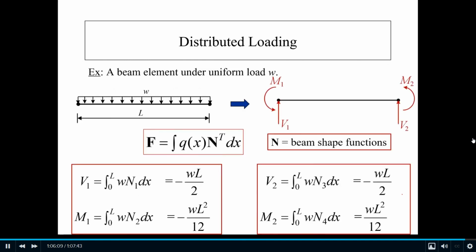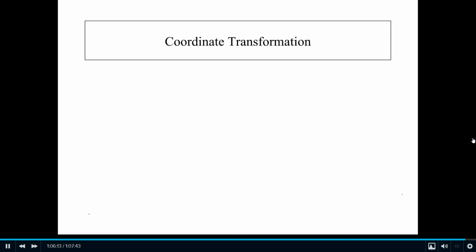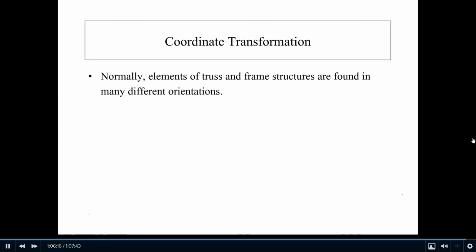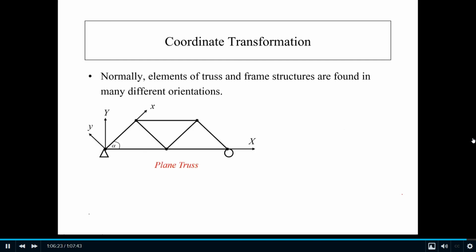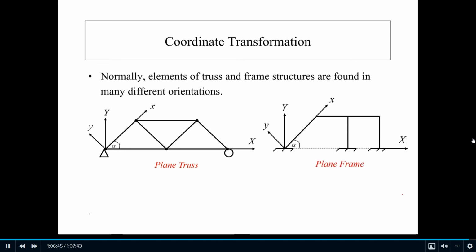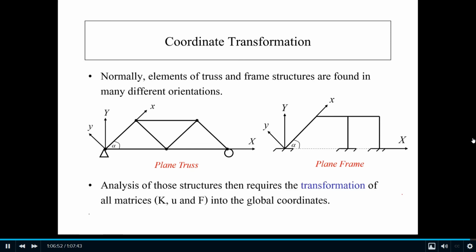I think after this, I have something like this, which I'm not going to put into detail. I just put it here for completeness, because normally truss and frame structures are found in different orientations. The element that we saw before uses only the same orientation, so it's easy to apply. But if you have beam and frame elements with various orientations, we need a coordinate transformation. Basically, you transform all matrices into global and then apply.